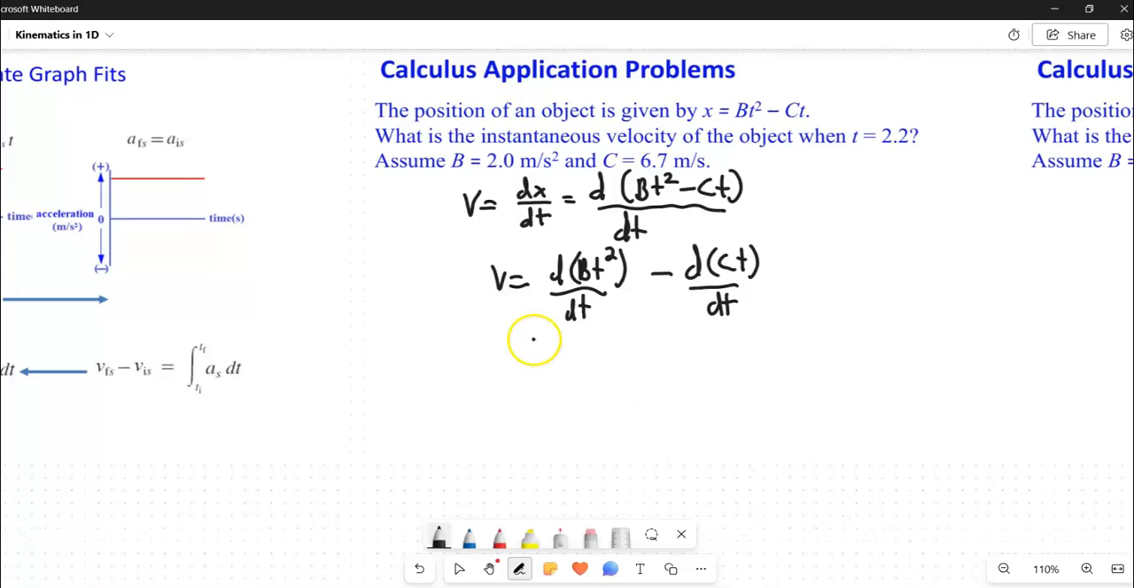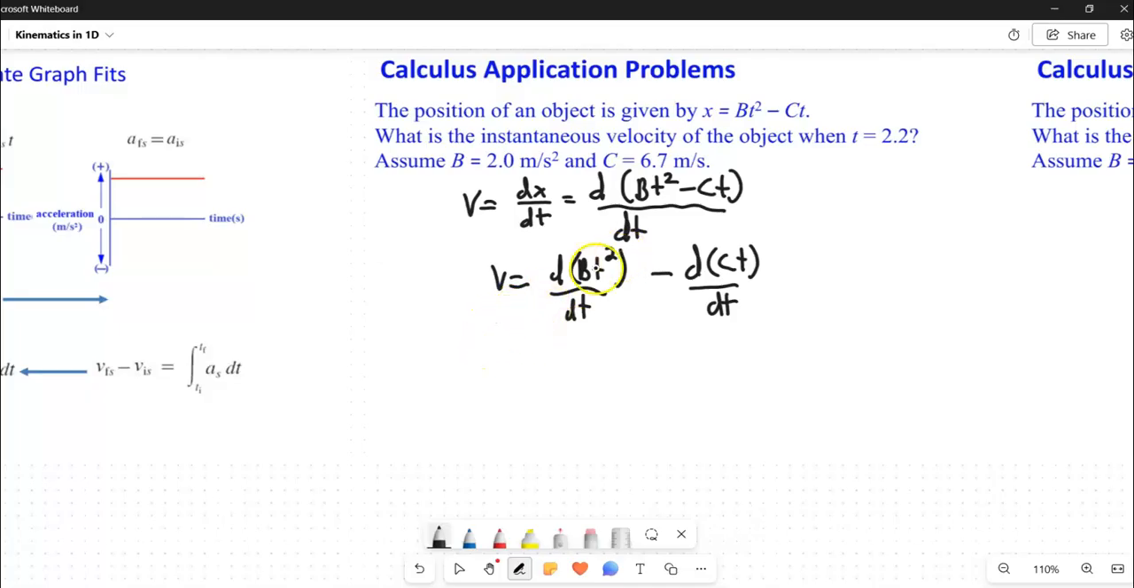Now, differentiation, again, if you haven't watched the video 1.8 in this series, please go back there and do so, because that's where I kind of review differentiation and integration with respect to time.